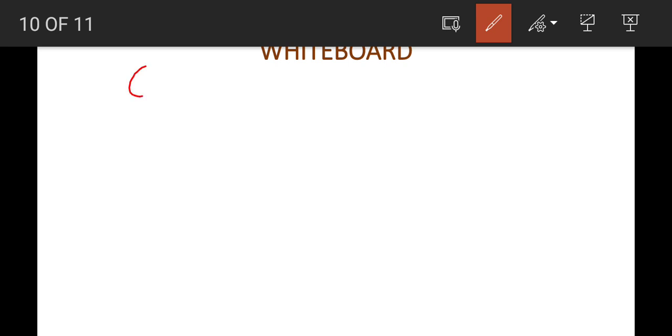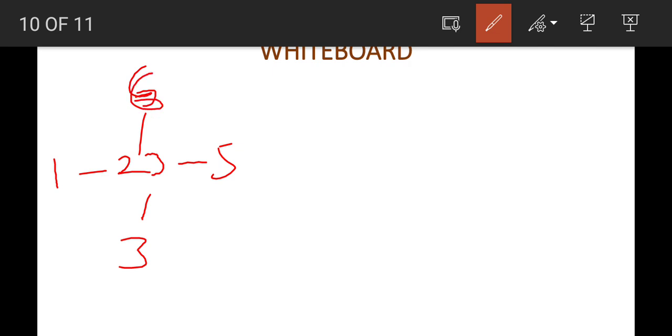Let's go to our board. Okay, let me try and draw this thing here. This is the sample we are working with. Something like this: 6, 23 at the middle, 5 here, 1 here, 3 here. Okay, this is 6. Assuming this 6 was not given, what do we do?